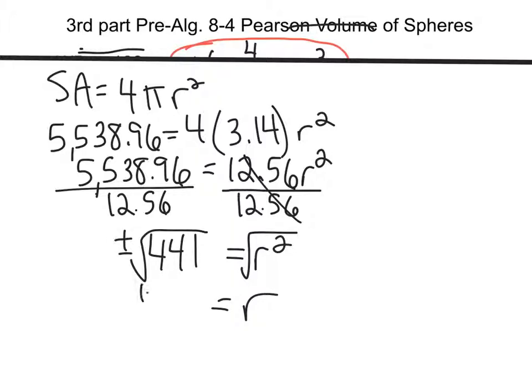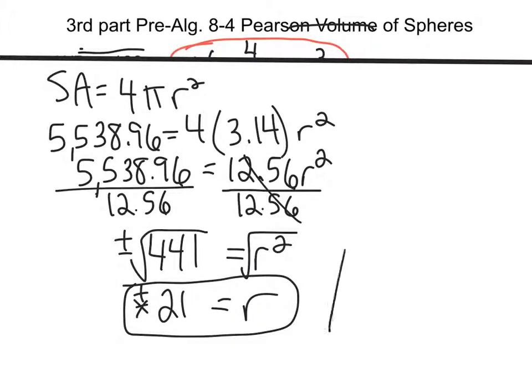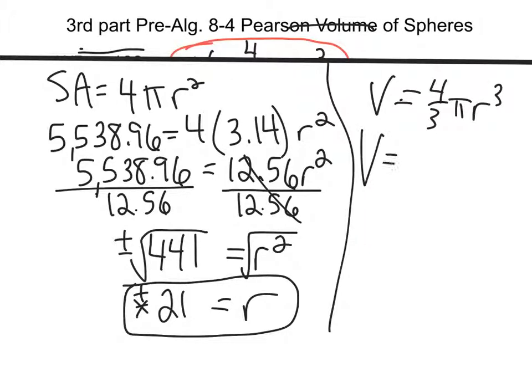Technically we should put plus or minus here when we add that square root sign on, even though it's really not going to be negative for what we're doing in this case. Radius can't be negative. Okay, so we know our radius is 21, and now we can use our volume formula.